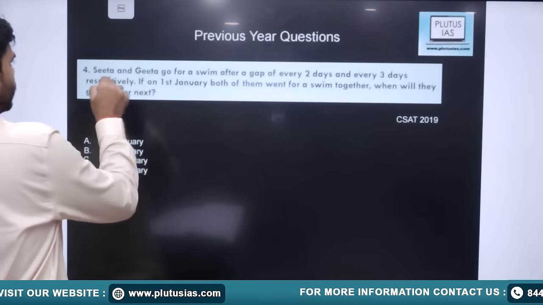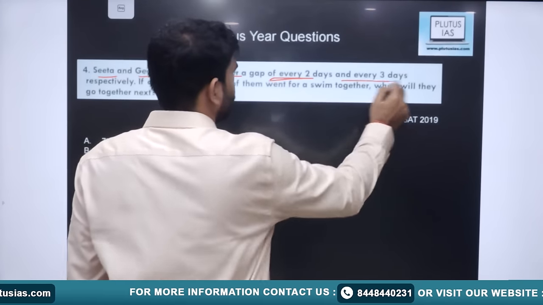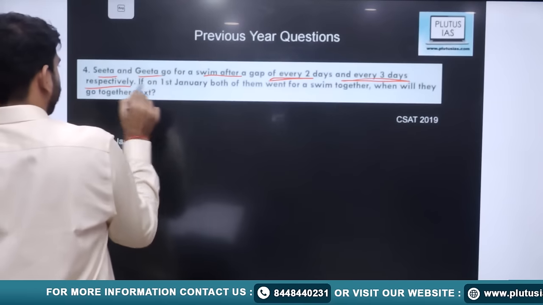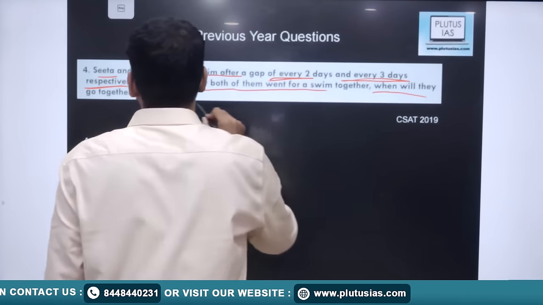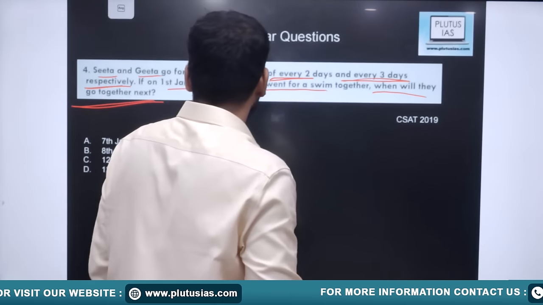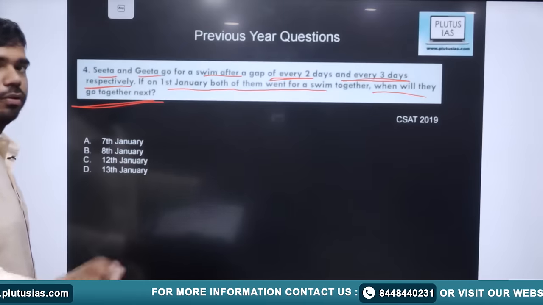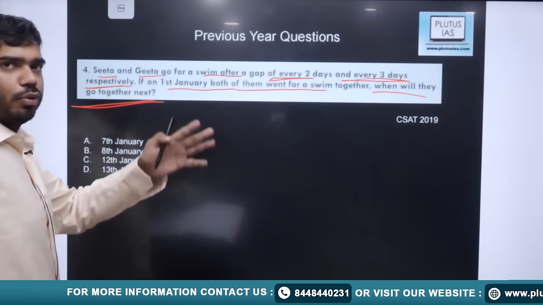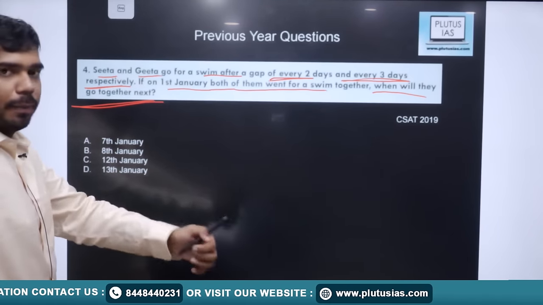Next question says, Sita and Geeta go for a swim after a gap of every 2 days and every 3 days, respectively. If on 1 January both of them went for swimming together, what will be the next time they will be going together? Right. So we are saying that after a gap of 2 days, Sita is going for swimming. So Sita will be going for swimming on dates which are multiples of 2, right?